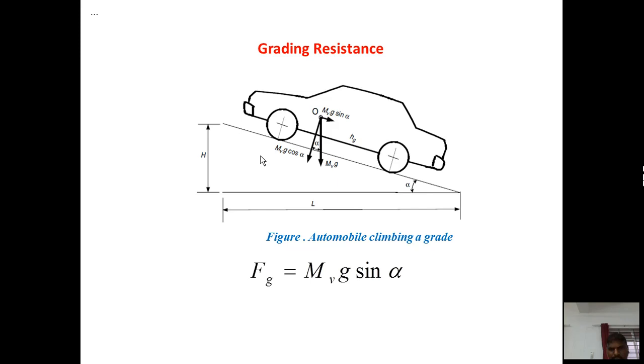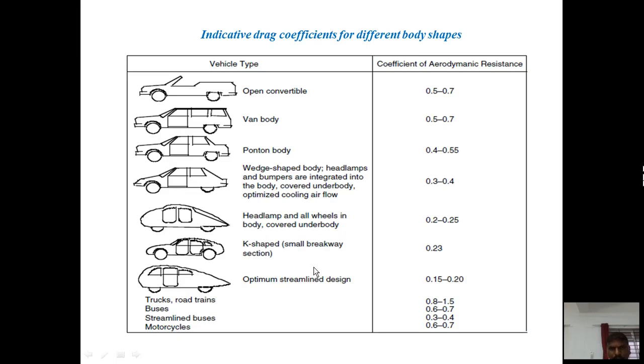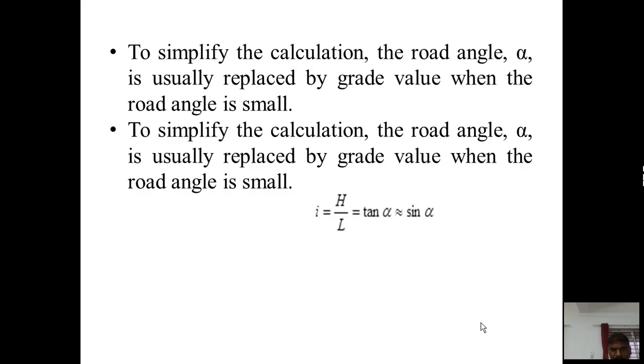The next, grading resistance. Here is a picture showing the automobile climbing a grade. The force is represented as F_g equal to M_v g sin alpha. Here one component is M_v g sin alpha, the other one is M_v g cos alpha. Then here are the various vehicle types. For these various vehicle types, the corresponding aerodynamic resistance is represented. Then, using a simple calculation, the road angle alpha is replaced by a grade value.